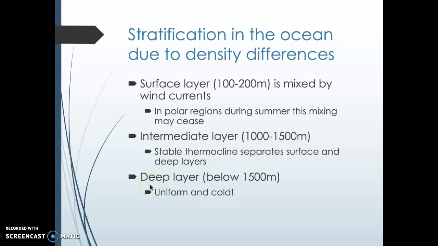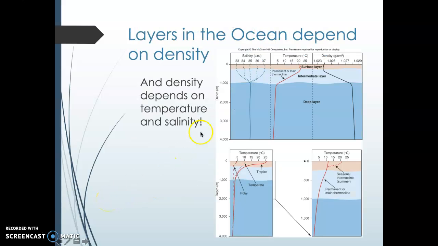So we have our three ocean layers: our surface layer, which is mixed by wind currents and surface currents, our intermediate layer, which is where our thermocline resides, and our deep layer, which is uniform and cold. Here we can see how these things are affected by salinity and temperature and density of the seawater, and also how they change in polar parts of the ocean versus the tropics, and also seasonally.